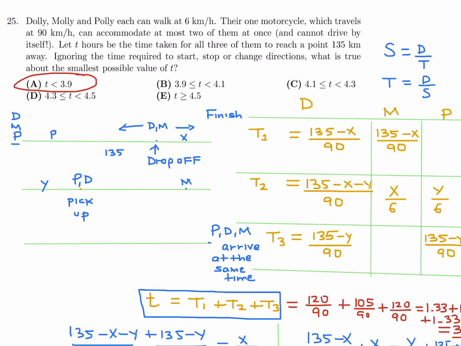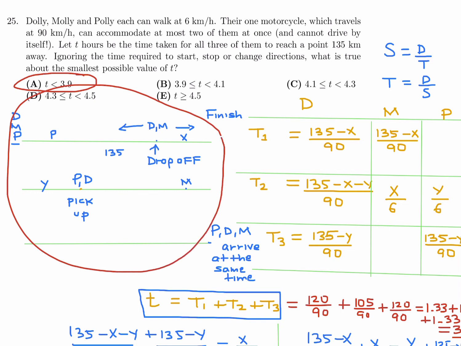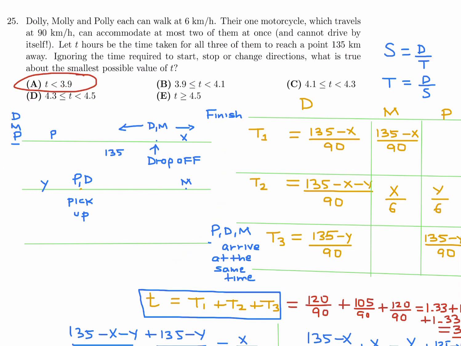So like I said, the strategy, which is this diagram right here, is the challenging part of the question. Once you get the strategy, then you just use this formula to figure out what is the smallest possible value for T, which is the time. Number 25, the answer is A.